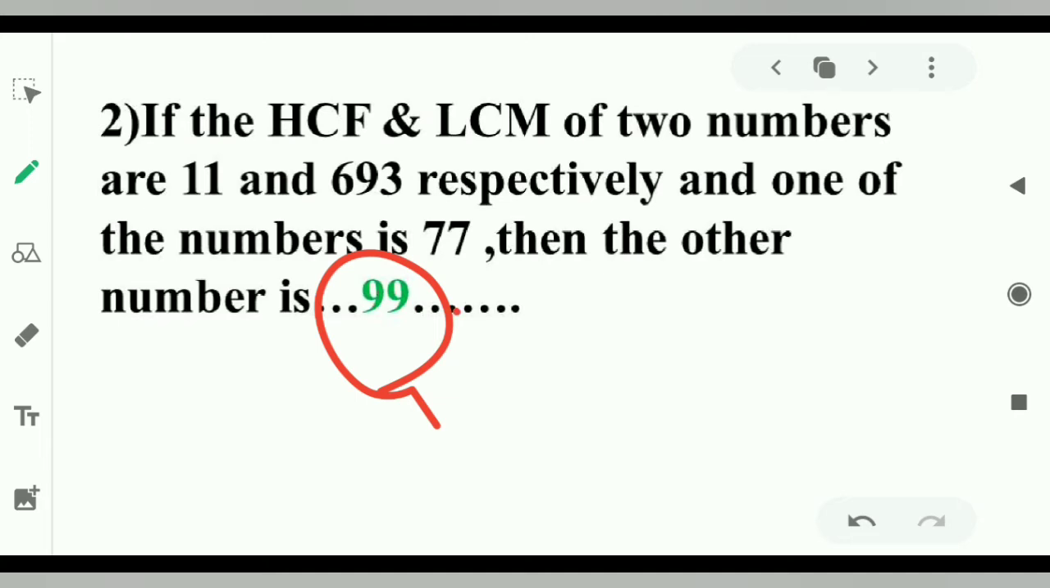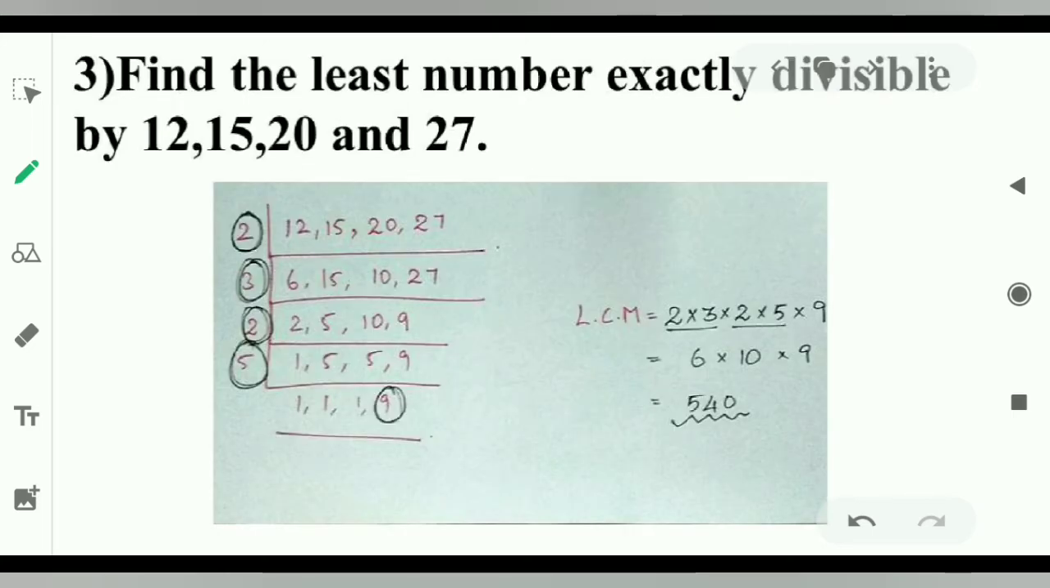We have successfully learned how to implement the property, that is, the product of two numbers is equal to the product of HCF and LCM of the two numbers in question. Good. Let's move on to the third problem.